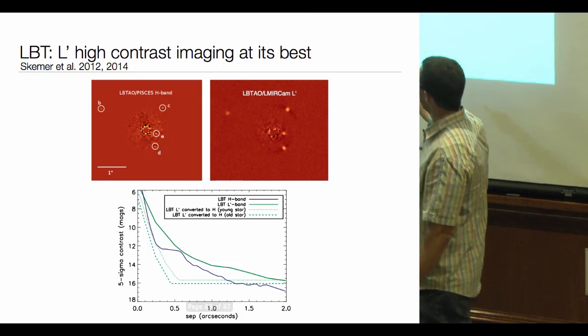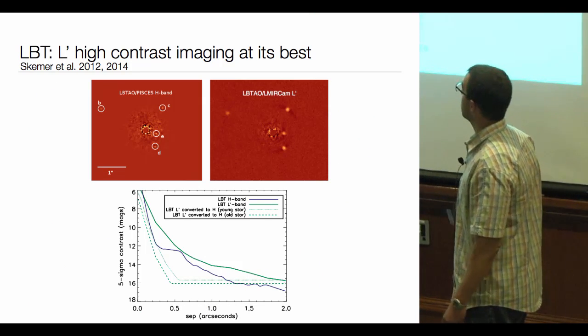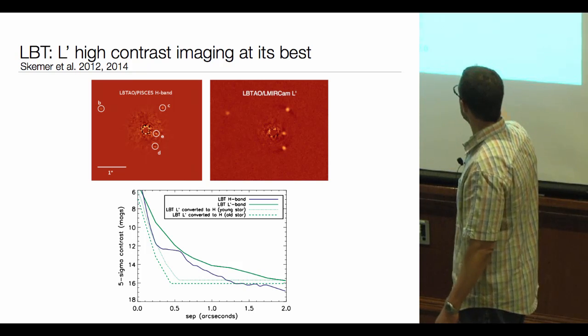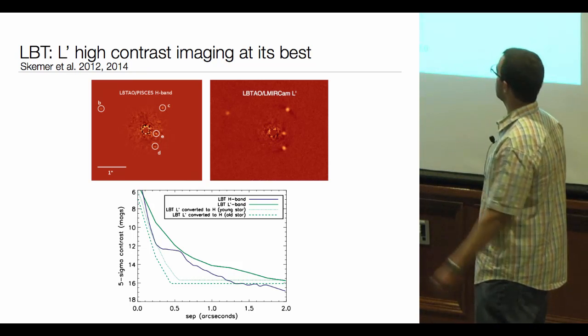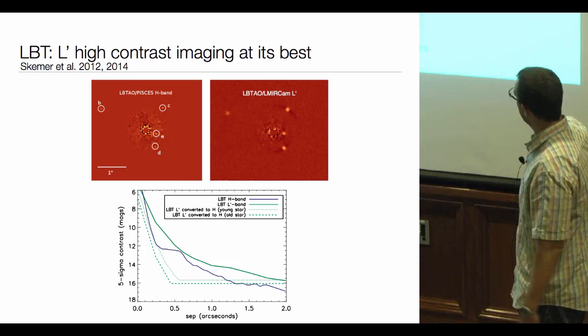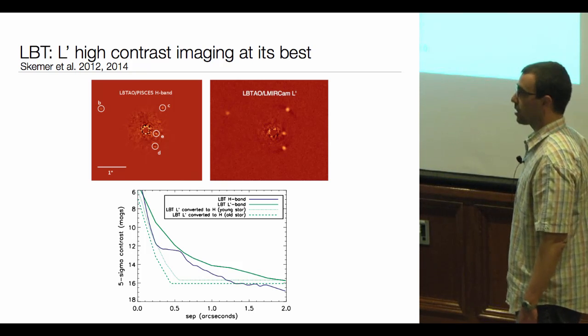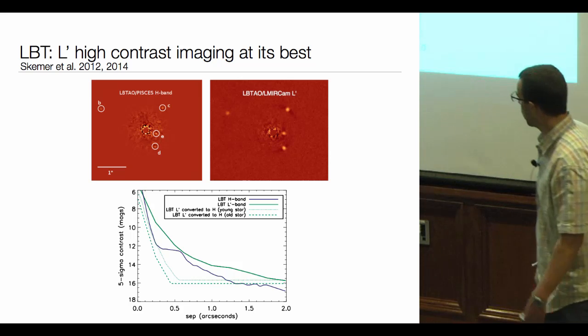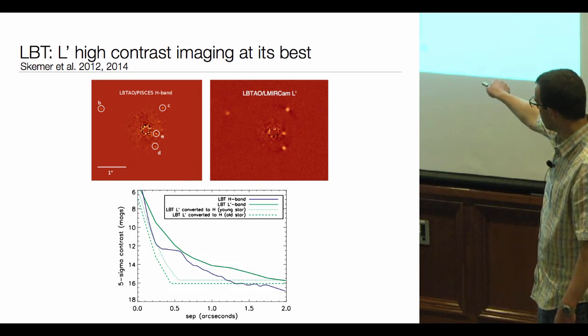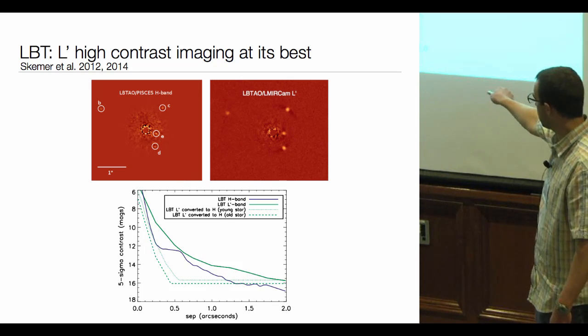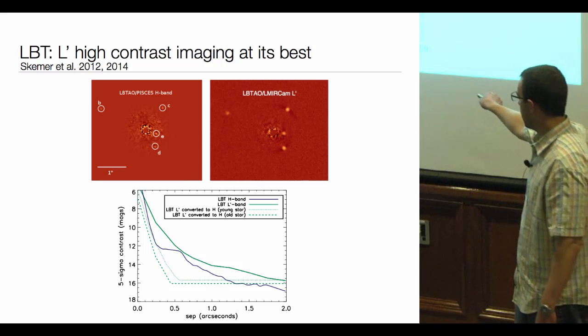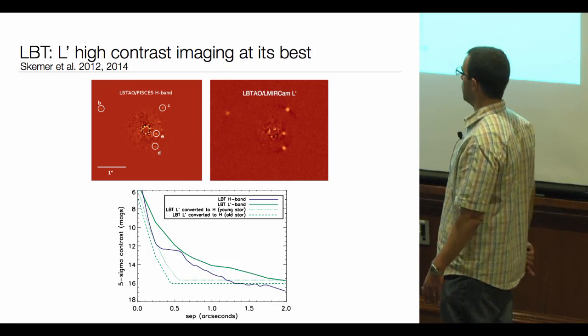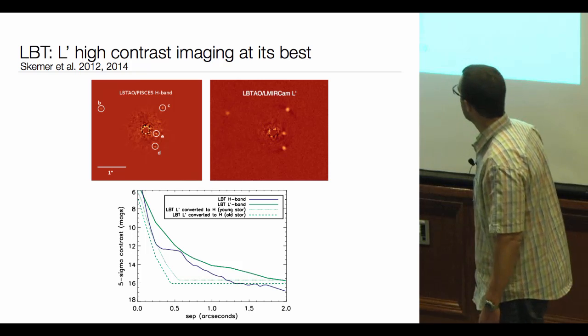LBT, the four planets of HR 8799, H-band and L-band. So again, L-band here is really strong, going strong. If you convert the contrast curves into mass limits using models, of course this is not perfect, but you see that L-band is actually getting more competitive than H-band, even though the contrast is actually much better in H-band.